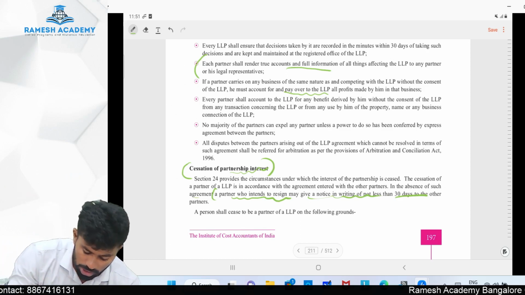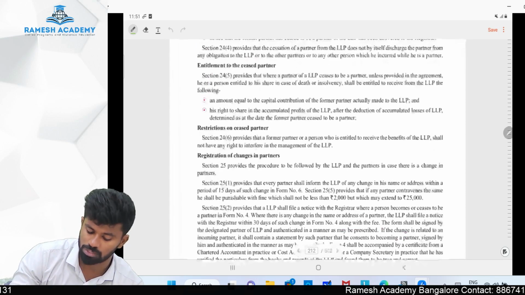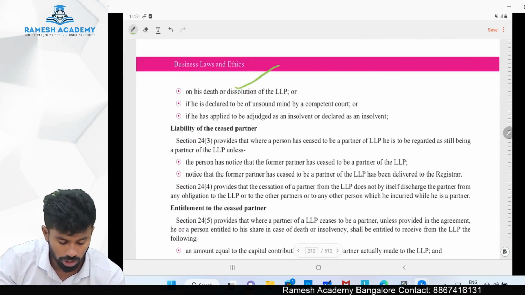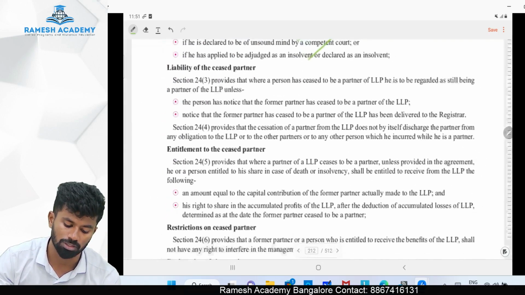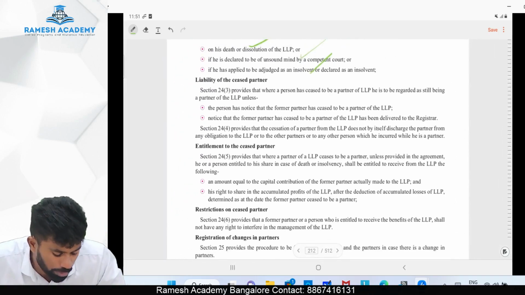So a partner shall cease to be a partner of the LLP on the following grounds also. The first one is voluntary, the second one is involuntary. On death or dissolution of LLP, being declared of unsound mind, or being adjudged an insolvent. In these cases, he ceases to be a partner.